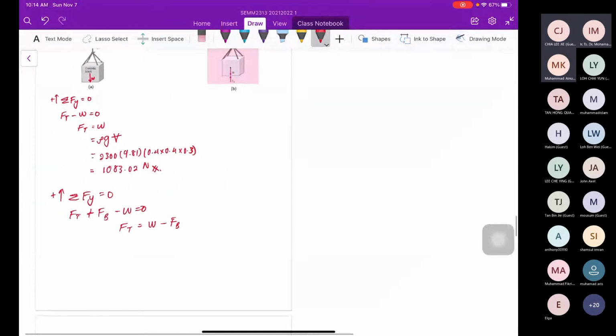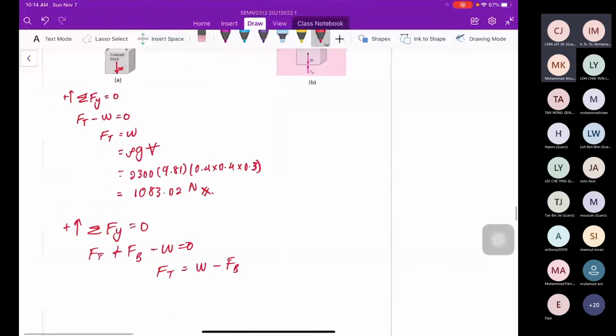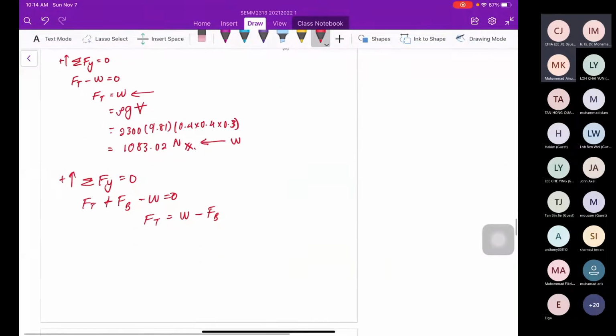So the weight we have calculated before. Alright, this is the weight. Because Ft is equal to the weight, we can directly substitute here, minus Fb. Remember Fb, the formula is rho g V. V is the displaced volume.